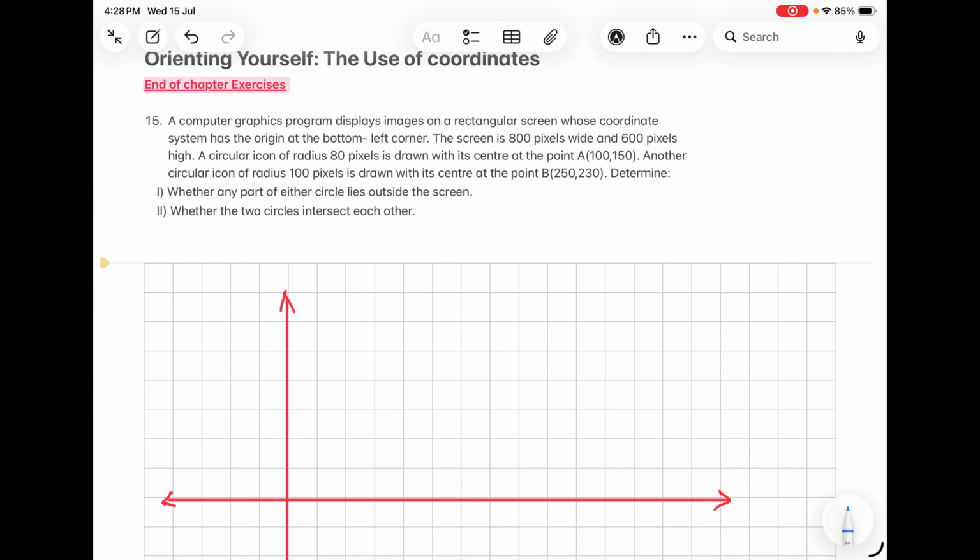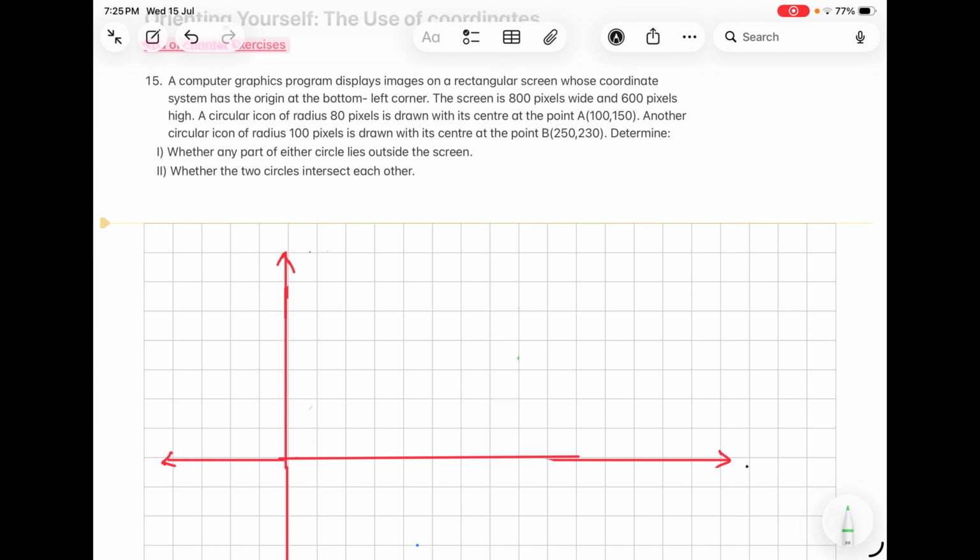Another circular icon of radius 100 pixel is drawn with the center at the point B, whose coordinates are 250, 230. Determine whether any part of either circle lies outside the screen, and whether the two circles intersect each other. First we create a Cartesian system here.